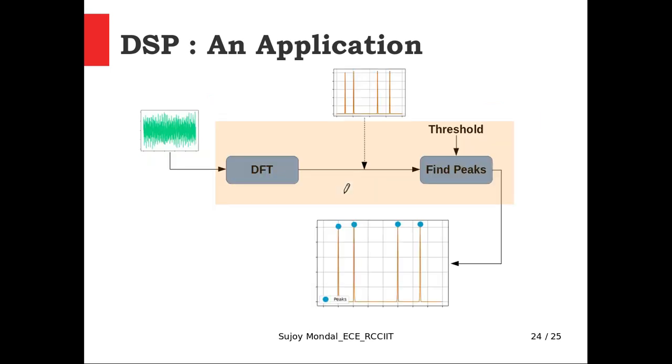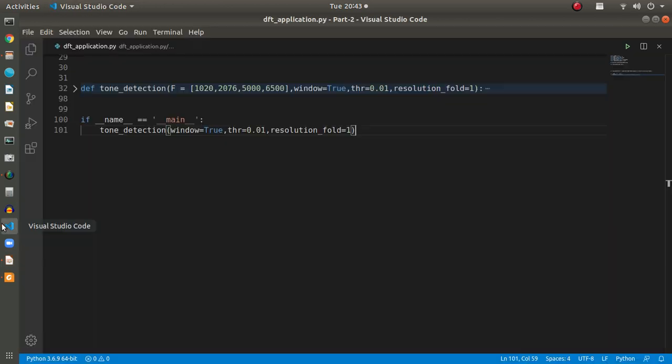So this could be one of the solutions, one of the processes to get the solution. The input signal passes through a DFT analyzer block. It gives me the DFT spectrum. Then we will use a find peaks block, where the user can control the threshold to find the peaks, and then it can predict the number of peaks. So now if we go and try a live demo of it, this is the program ready for these demonstrations. First, we are considering the frequencies 1020, 2076, 5000, 6500.